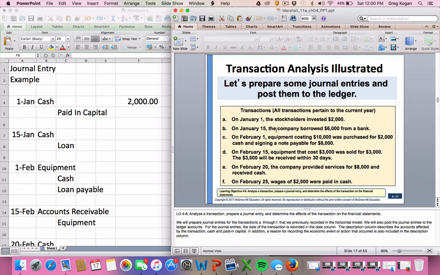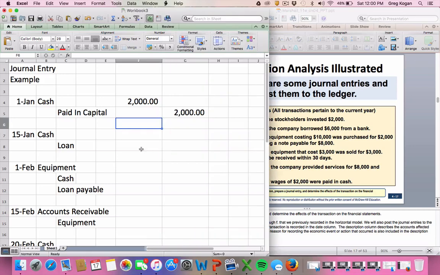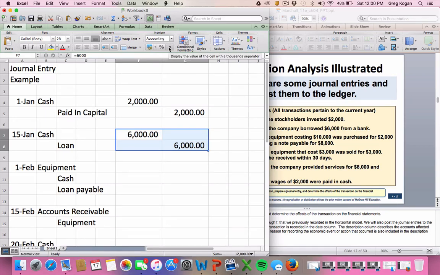On January 15, the company borrowed 6,000 from the bank. So again, we borrowed, so that means we are receiving cash from the bank, and there's a loan payable, which is a credit. It's a liability. So notice that when we receive an asset, we have a liability or an equity on the other side. That is keeping the accounting equation intact: assets equals liabilities plus equity.